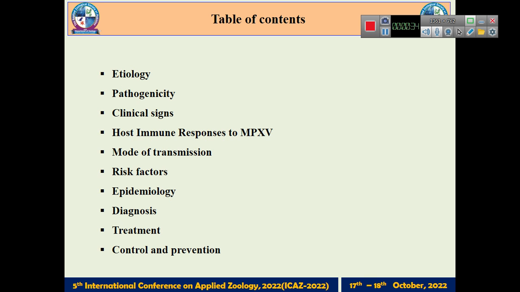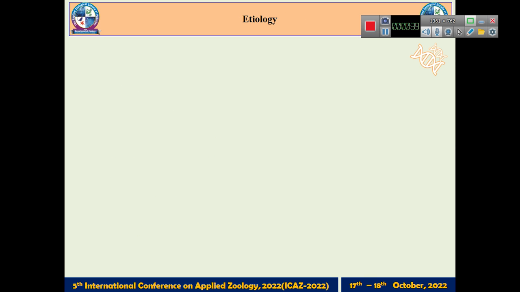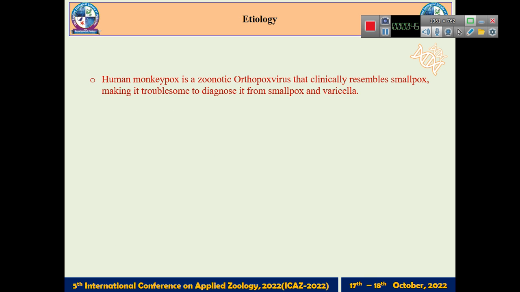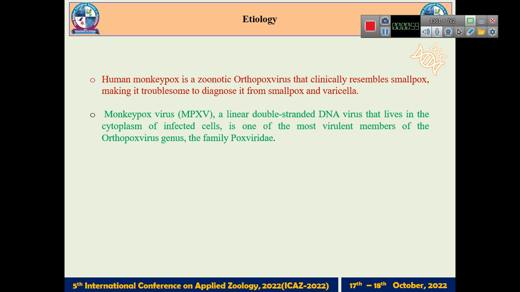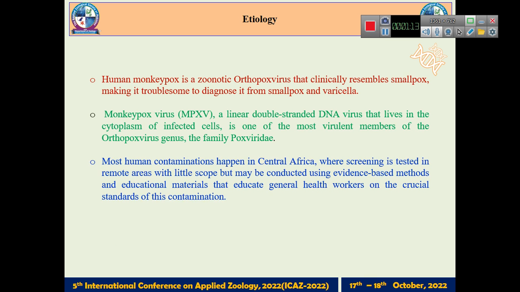As you see here, there is a table of contents including some topics that I want to talk about. In this slide, I want to talk about etiology. Human monkeypox is a zoonotic orthopox virus that clinically resembles smallpox, making it troublesome to distinguish from smallpox and varicella. Monkeypox virus, a linear double-strand DNA virus that lives in the cytoplasm of infected cells, is one of the most virulent members of the orthopox virus genus, the family Poxviridae.